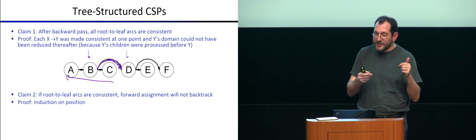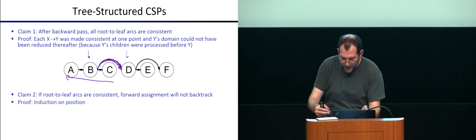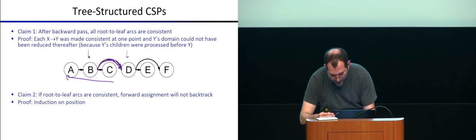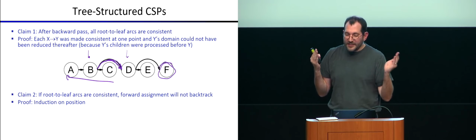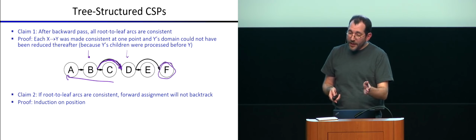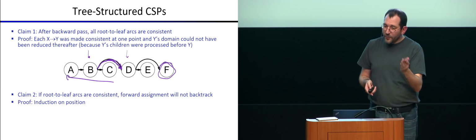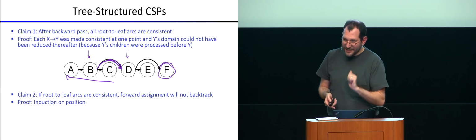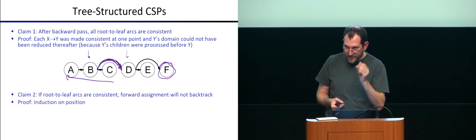And that's because whenever we go to some node, let's say we go to F here, its parent to F, so D to F is consistent. Provided we've made it all the way up to D and E, whatever we did at D has a consistent extension to F, and therefore we can assign to F. That's the core of the induction.